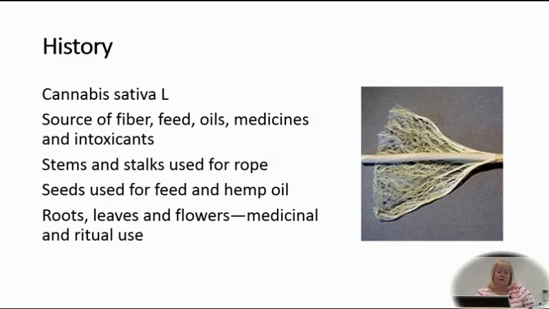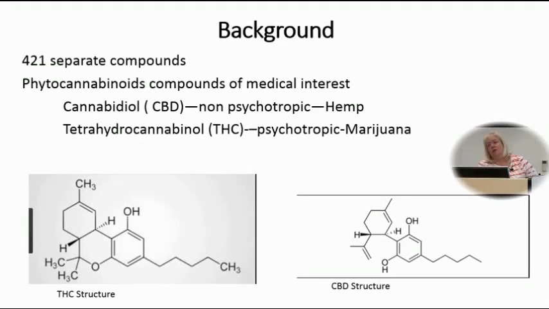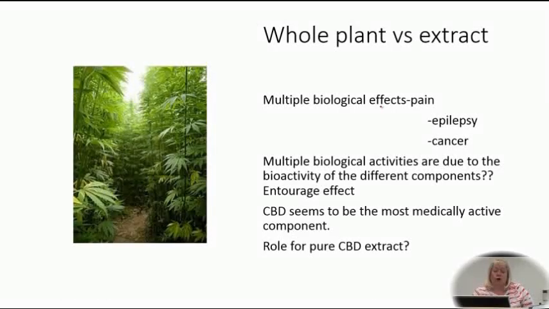So the background of the cannabis plant is that there are 421 separate compounds in there, and the one that we're particularly interested in is CBD. That tends to be the non-psychotropic one. That's kind of the major player in hemp, although there is some thought that really the whole plant is probably better than just a CBD isolate, even though the CBD does tend to be the most medically active component. So the real question is there a role for pure CBD extract?